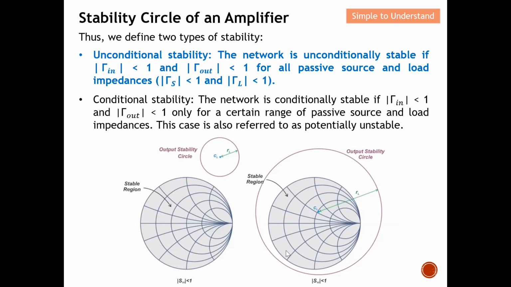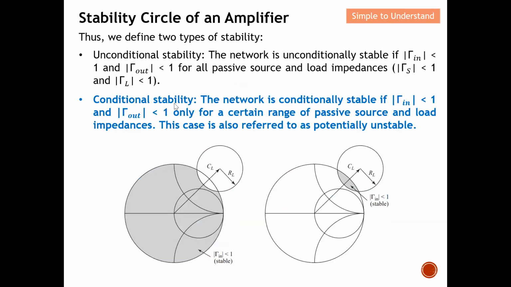On the other side, for this condition here, it will also be always stable, because the output stability circle covers the whole Smith chart. This means that the whole region will be always stable, and because of this, you can classify the amplifier as unconditionally stable, which means that it will always be stable.